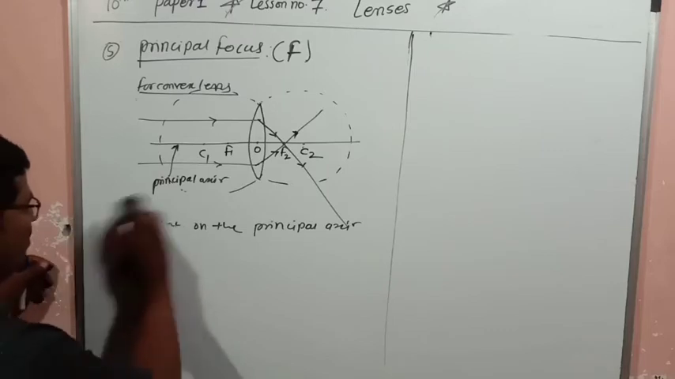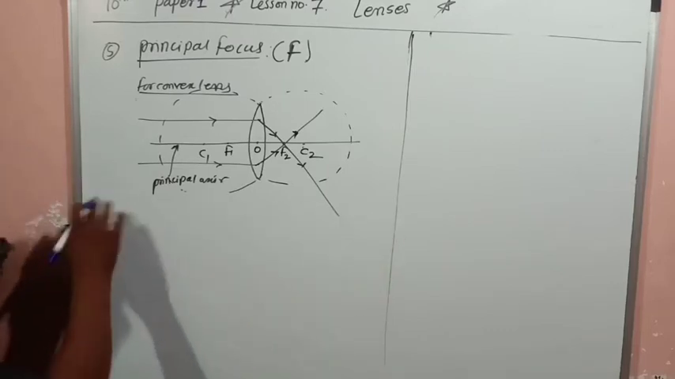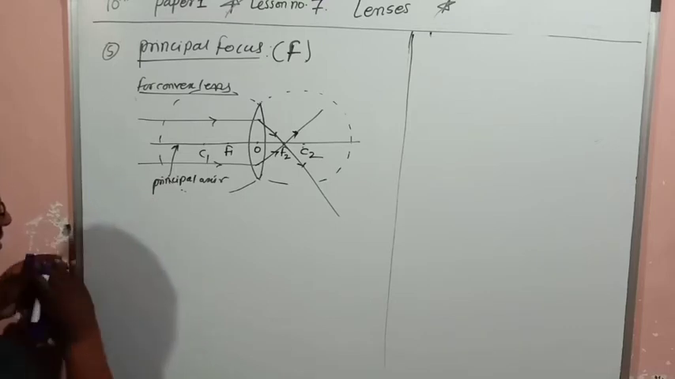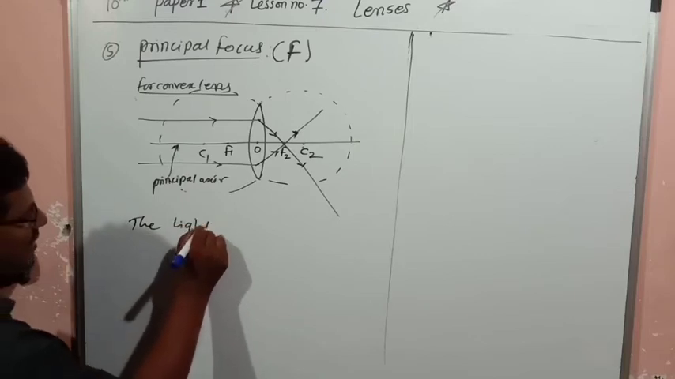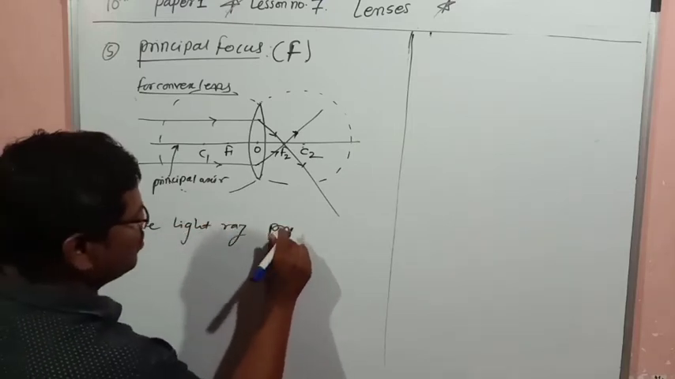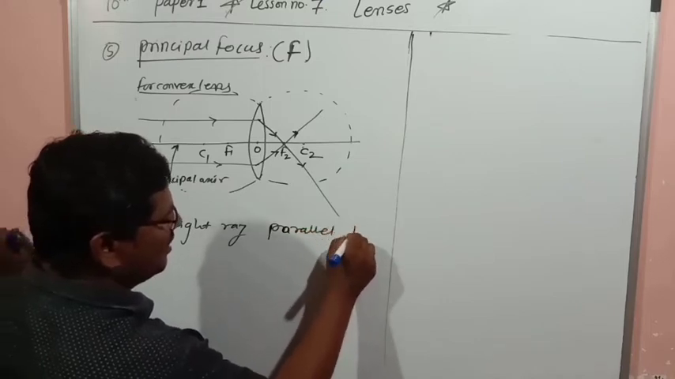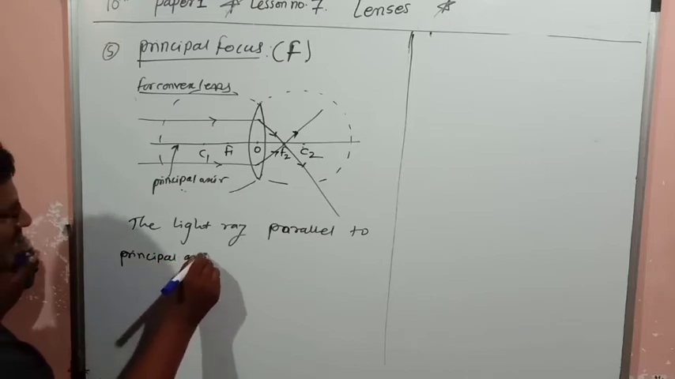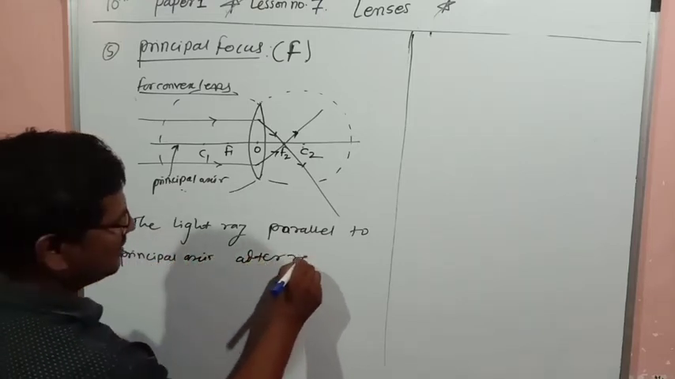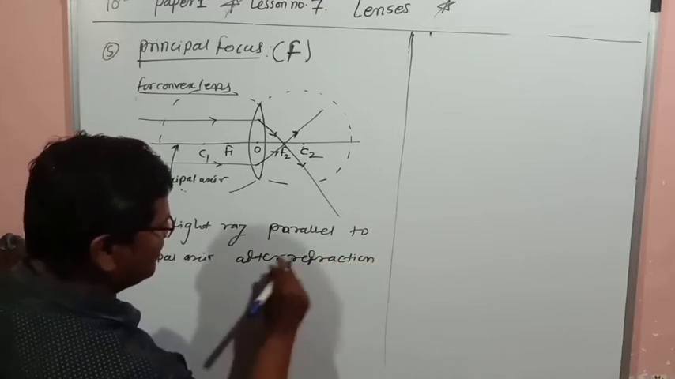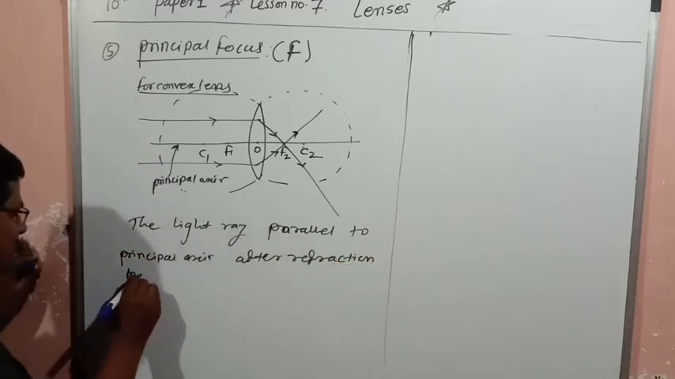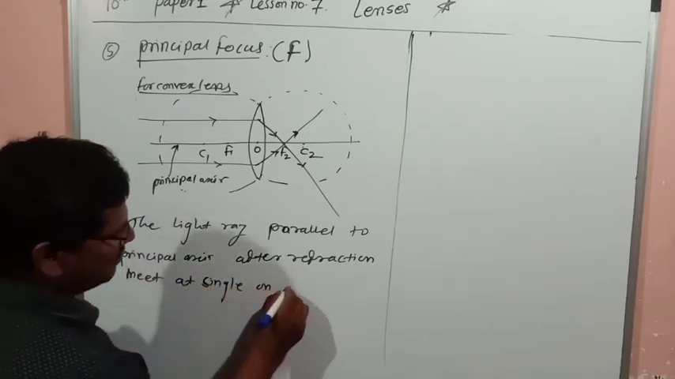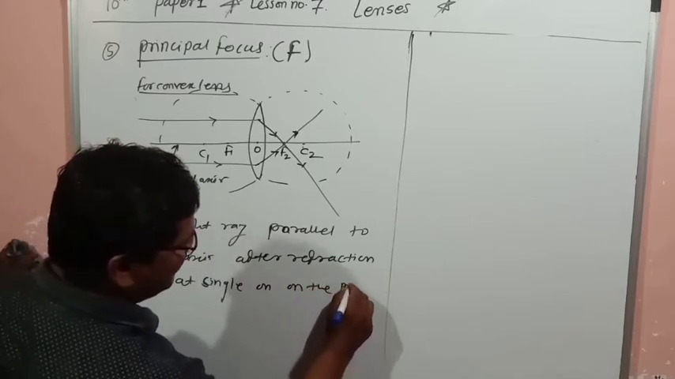Wait one minute, we'll do it another way. So principal focus: the light rays parallel to the principal axis, after refraction, meet at a single point on the principal axis.